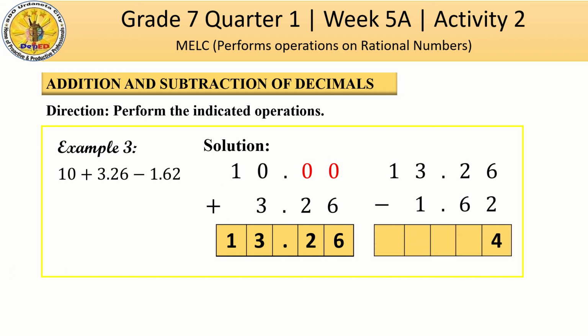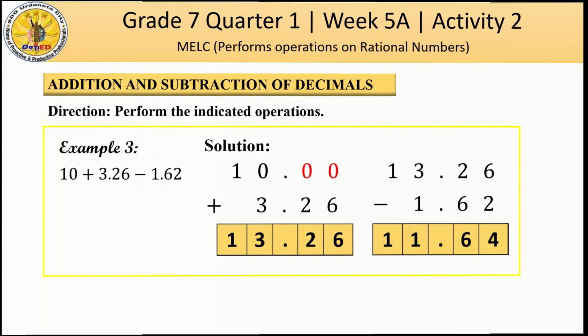6 minus 2 is 4. 2. Borrow 1. We have there 12 minus 6 is 6. 2 minus 1 is 1. Then 1. So the answer of this equation is 11 and 64 hundredths.